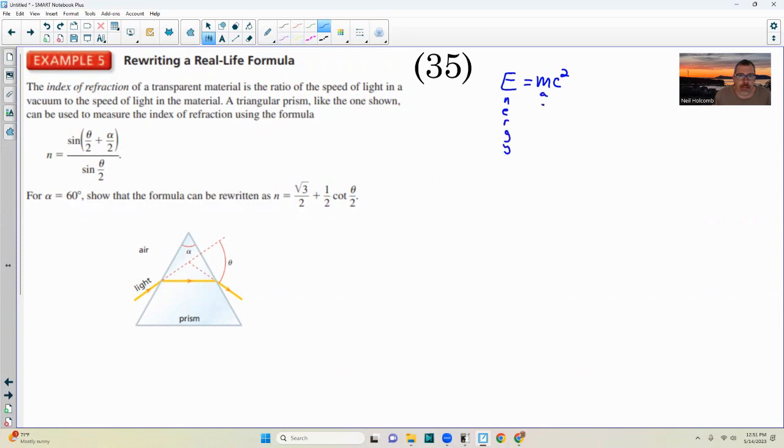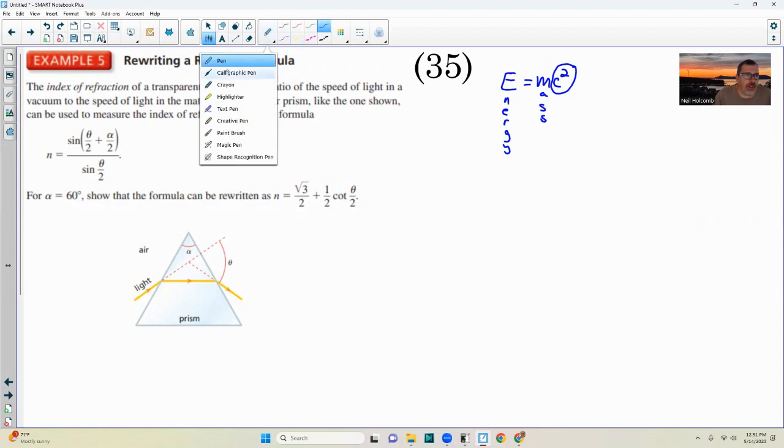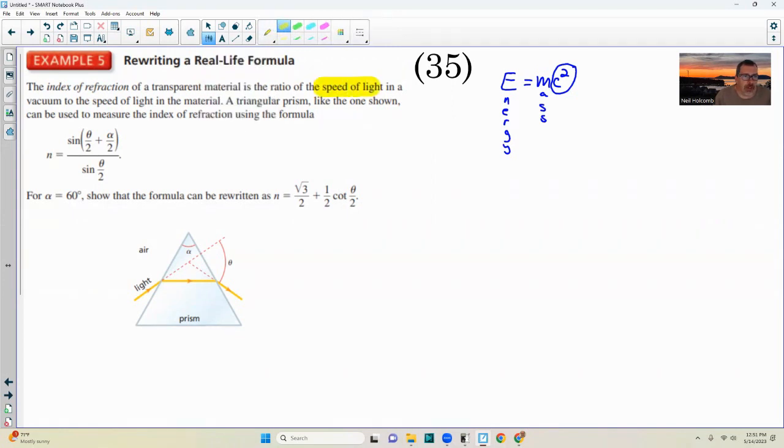And this is mass. And this is the speed of light in a vacuum. The reason I'm telling you this is because this problem here is talking about the speed of light in a vacuum, so that is c squared in the energy formula. Just to let you know that these things get used all over the place, especially in physics and sciences.